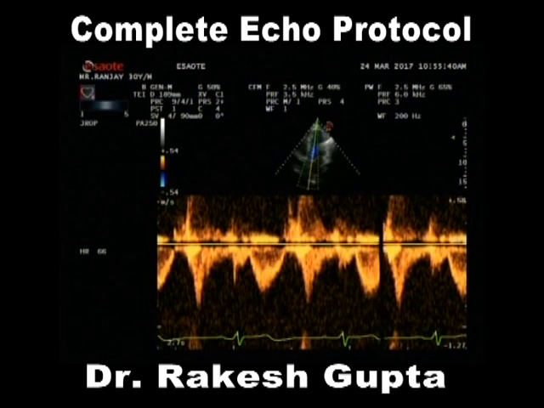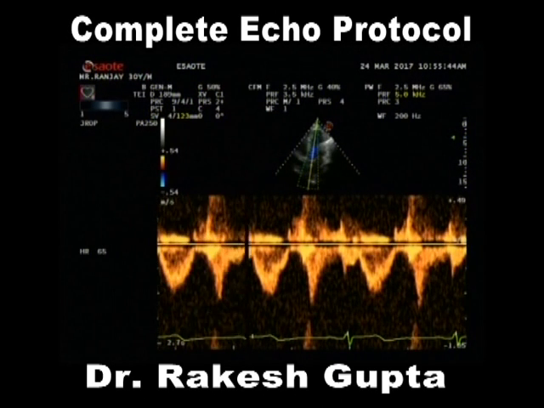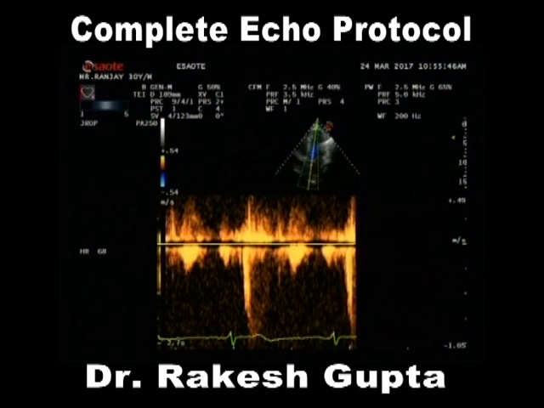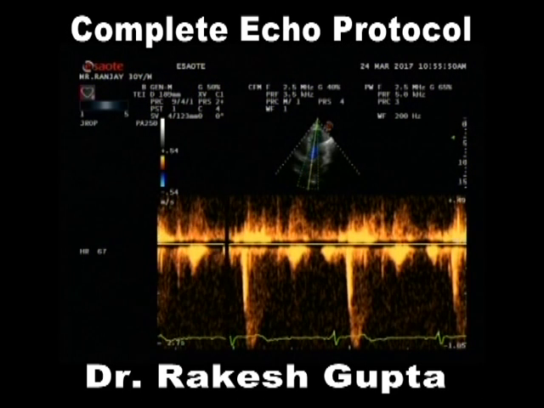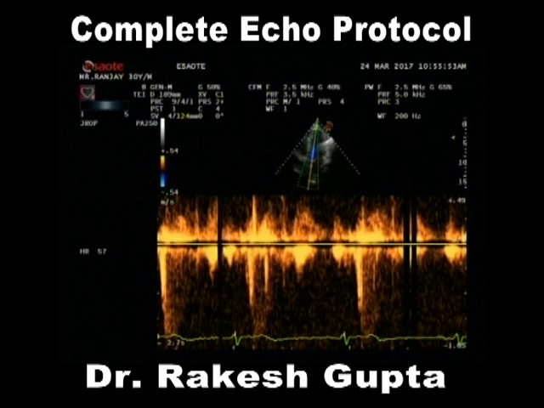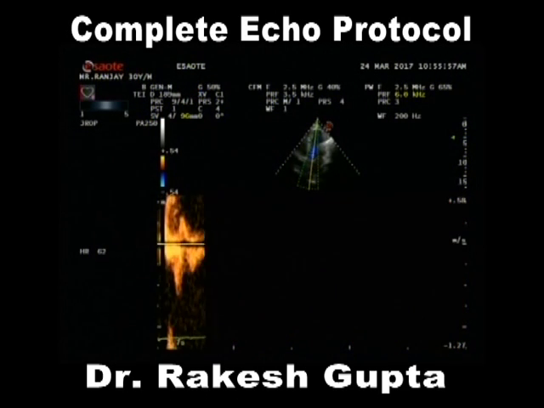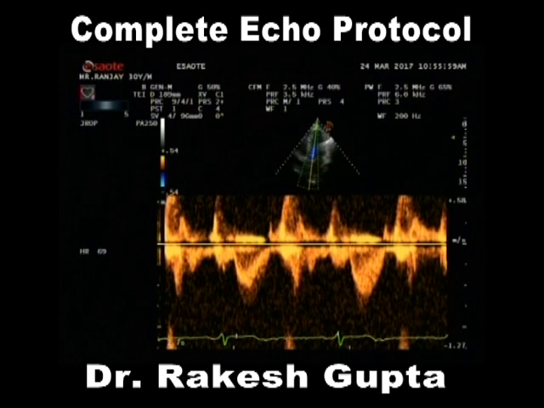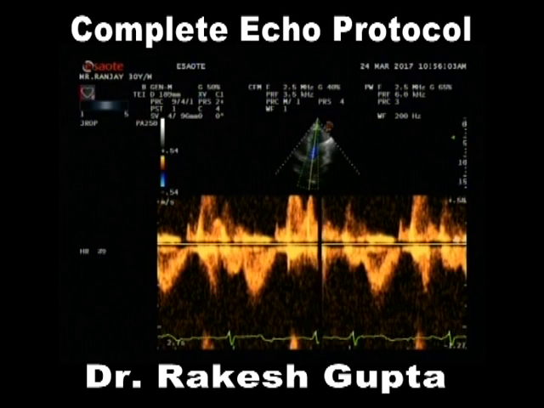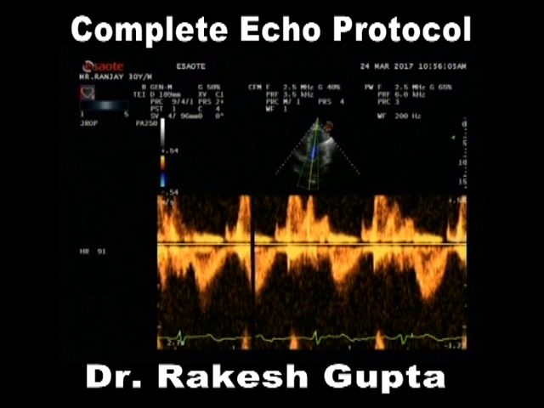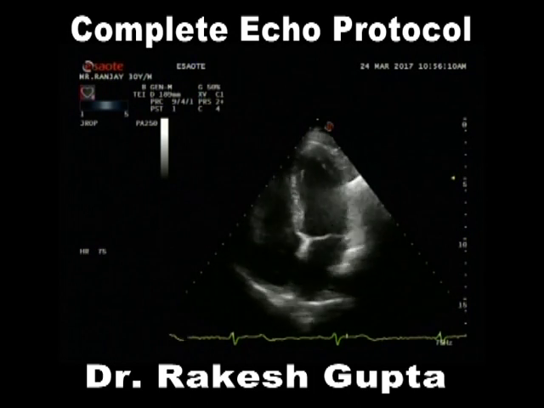LVOT velocity. This is LVOT velocity and this is aortic valve velocity for the same subject. Looking at aortic valve velocity, VTI, and peak and mean gradients versus LVOT velocity and VTI, we are able to calculate the aortic valve area if we incorporate the LVOT diameter. Once we have done this, we come back to the 4-chamber view.